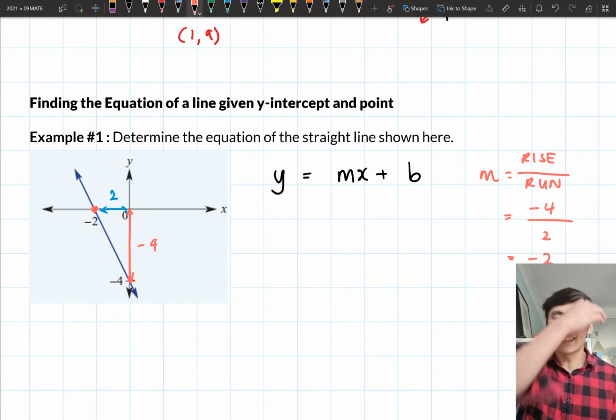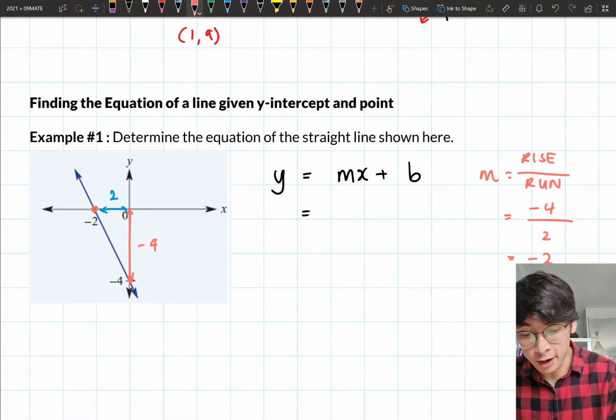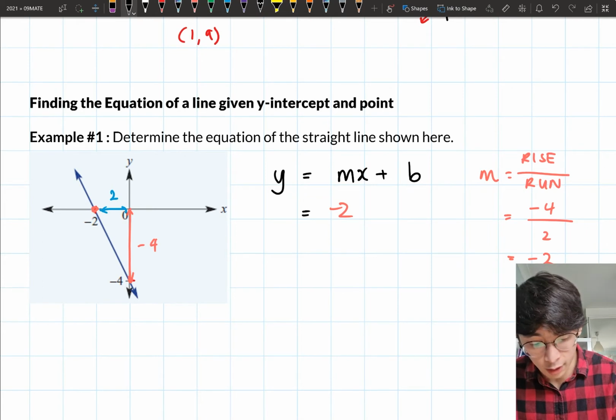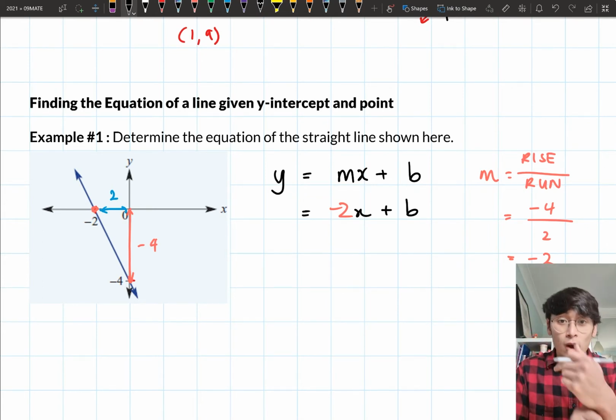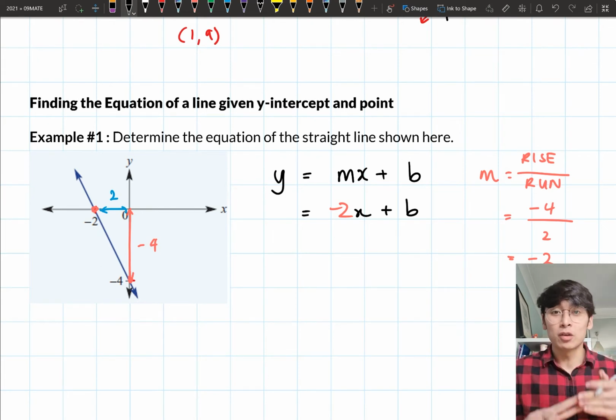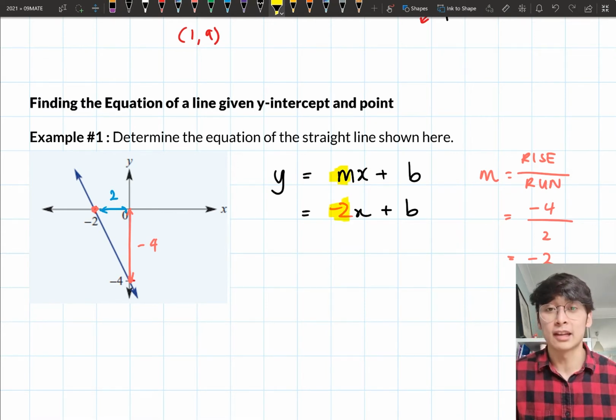And so what that means is that I can substitute -2 into my gradient here. So I'm going to have -2x plus b. That's the first part. So we've written down the gradient intercept form, and then we also found the gradient and substituted it in. So that's what I've done here. I've just replaced m with -2.